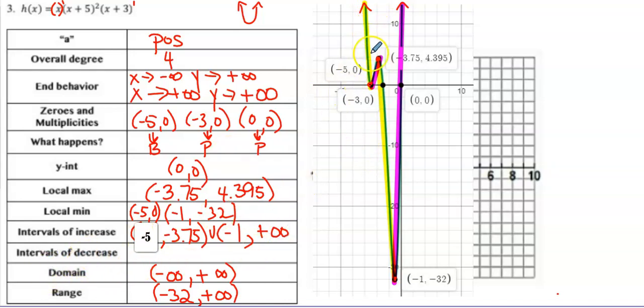So this one comes from negative infinity to negative 5. This thing's driving me crazy. And then negative 3.75. And that one, did I do that right? Yeah, that's right. And that one goes to negative 1. Okay, I think that's it for this graph.